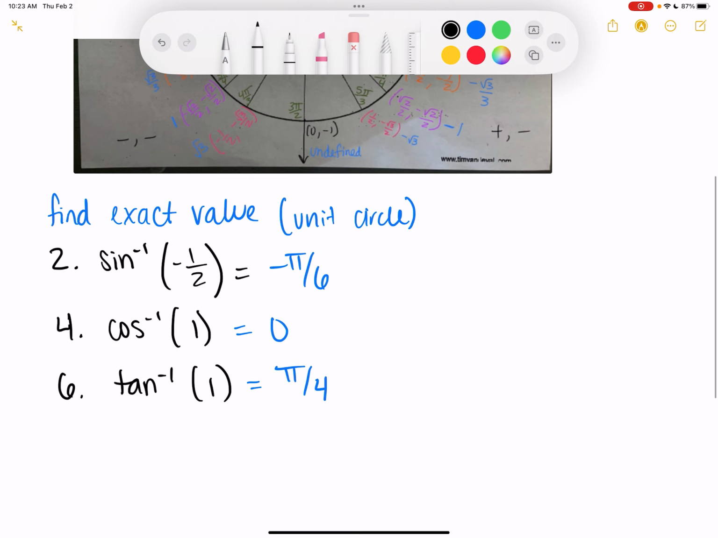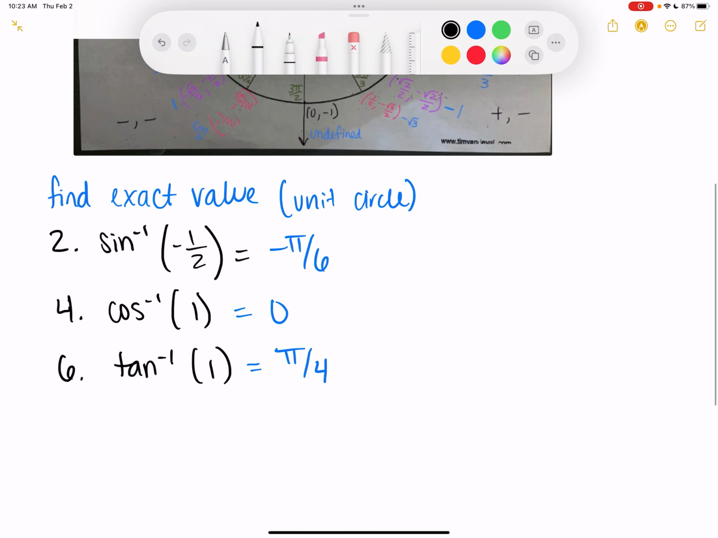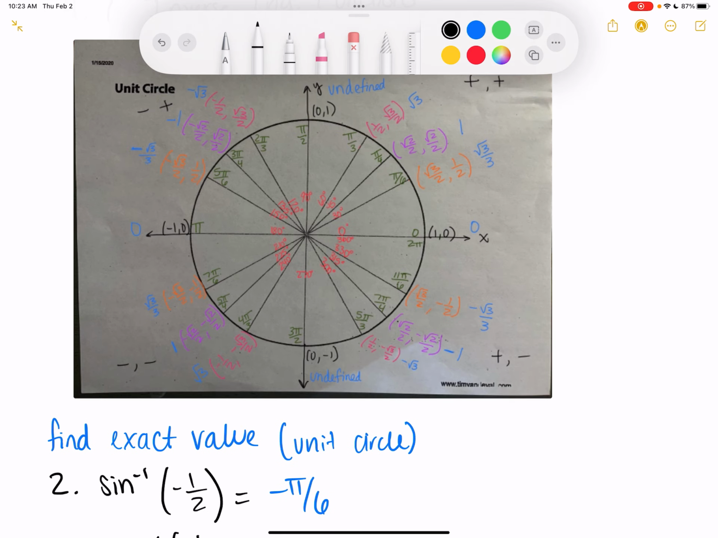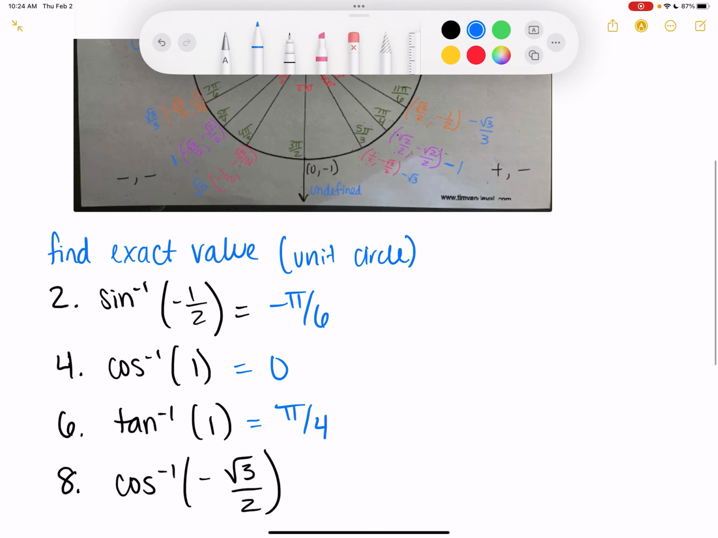Everybody sees where we're getting these, right? I understand. Okay. All right. Arc cosine of minus root 3 over 2. So where's cosine negative root 3 over 2? 5 pi over 6. Yep. 5 pi over 6, and cosine is 0 to pi, so leave it.